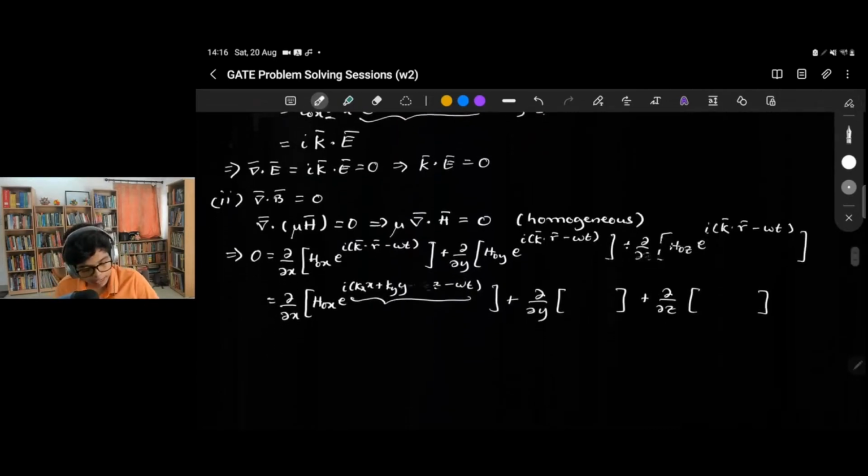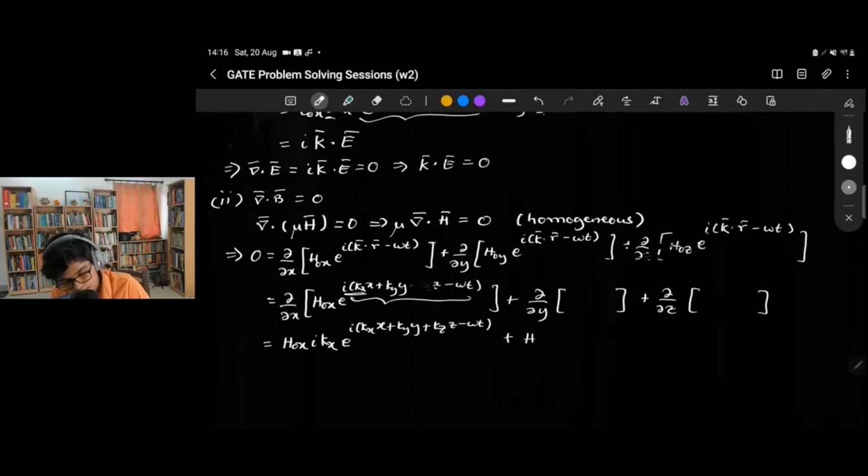So again, now when you take the derivative with respect to x, what do you get? You get this I kx term outside. So H naught x is a constant, then I kx and e to the power I kx x plus ky y plus kz z minus omega t. And similarly, you have for the other terms, this time it will be I ky which comes out, and then the exponential, and similarly for the z and the exponential. Exponential is same throughout.